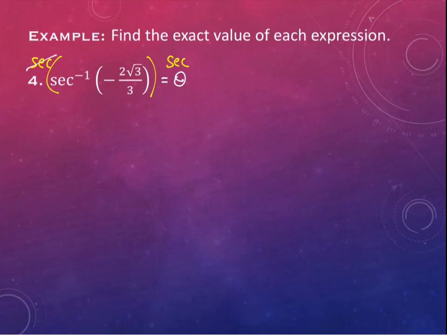So they're going to cancel with the inverse secant on the left. I have negative 2 square root 3 over 3, and I have the secant of theta on the right. And if you prefer, go ahead and rewrite it. You don't have to do that, but if it helps you to see it, then do. Okay, all right, let's figure out what quadrant we're in.